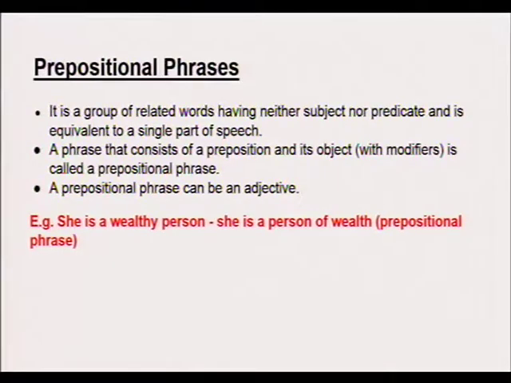Prepositional phrases. It is a group of related words having neither subject nor predicate and is equivalent to a single part of speech. A phrase that consists of a preposition and its object with modifiers is called a prepositional phrase. A prepositional phrase can be an adjective. For example, she is a wealthy person. She is a person of wealth. So, meaning wealthy person, that's the prepositional phrase.